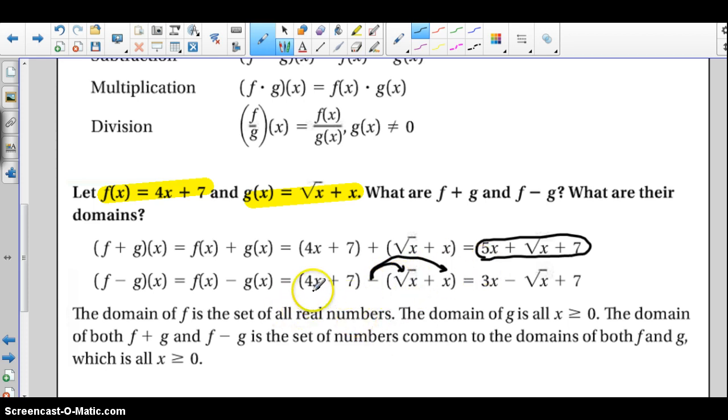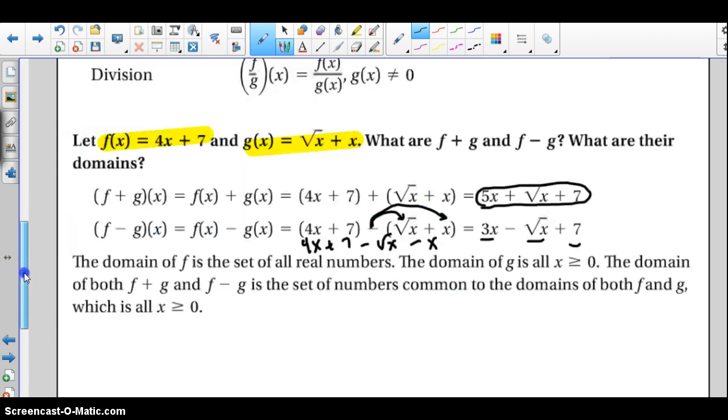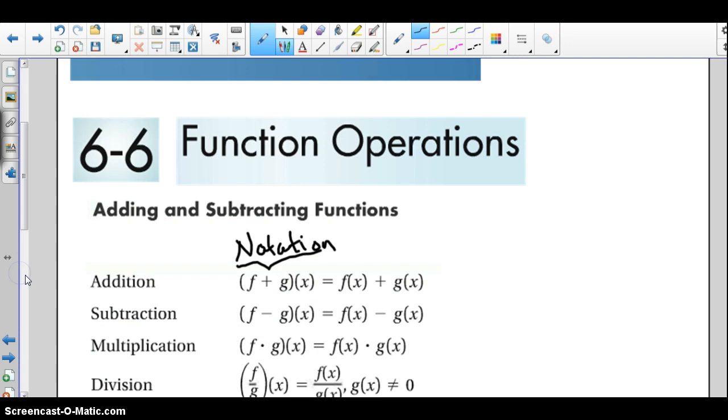So sometimes people will just go ahead and distribute the negative right away. Here, we've got 4x plus 7 minus radical x minus x, and then combine like terms. 4x and negative x for 3x, 7, and then your negative radical x. Either way, you must take care of those negatives. They are a common stumbling block for some people. I don't want that to be for you guys.